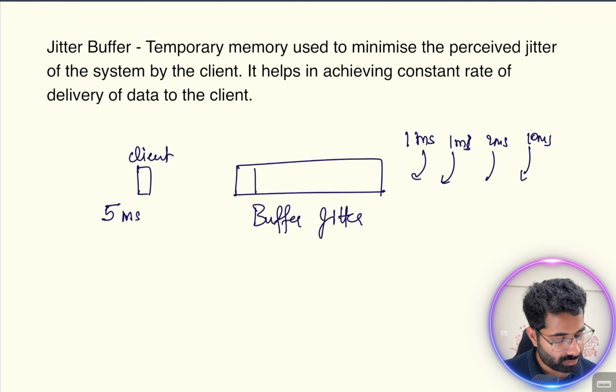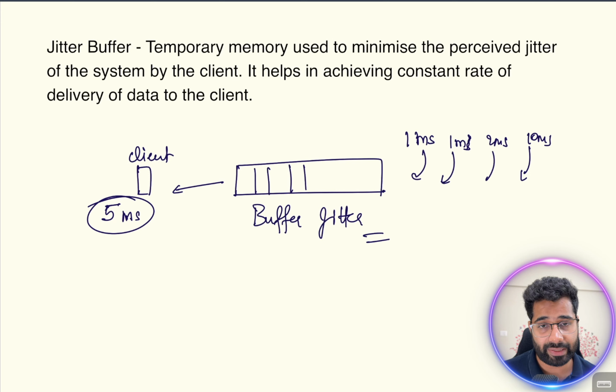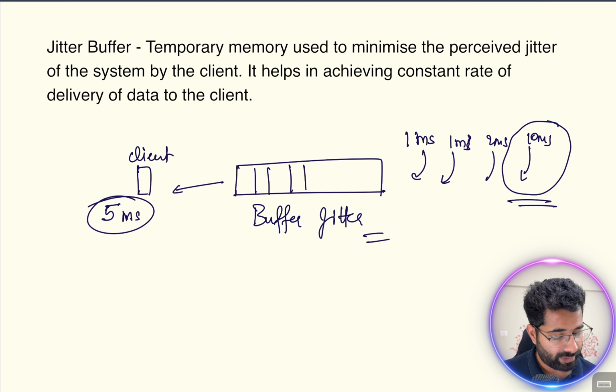So what this buffer can do is store the requests and keep emitting at the required time while storing further requests. So even if the next request is delayed, the buffer still has responses stored that can be emitted at a constant rate of time. So the perceived jitter by the client will be effectively 0.